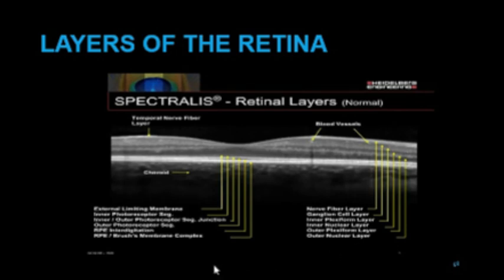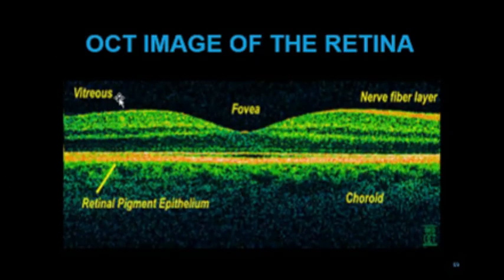So this is the Bruch's membrane complex I told you about that separates the retina from the choroid. This part is the choroid. So that is that for that. And this is the OCT image of the retina. So this is the vitreous, this is the nerve fiber layer, this is the fovea. Remember, the depression is the fovea.